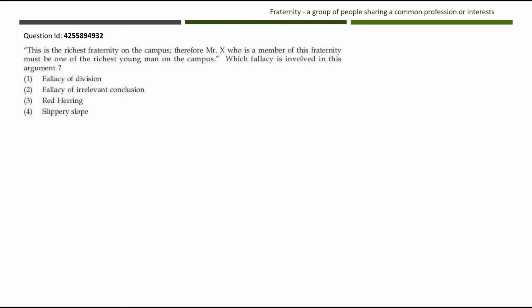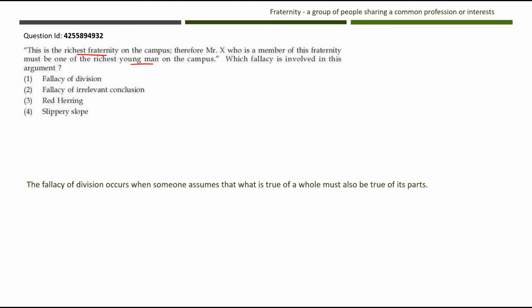Here they are talking about the richest group, that is, they are talking about something in a group, and here the conclusion is taken for something individually. So this is definitely a fallacy, but they are asking what fallacy is involved. Let's start with fallacy of division. This occurs when someone assumes that what is true of a whole must also be true of its parts. This can be equated to this particular statement.